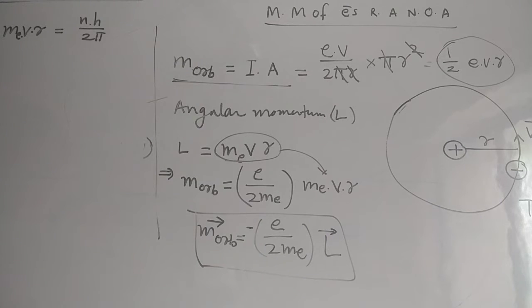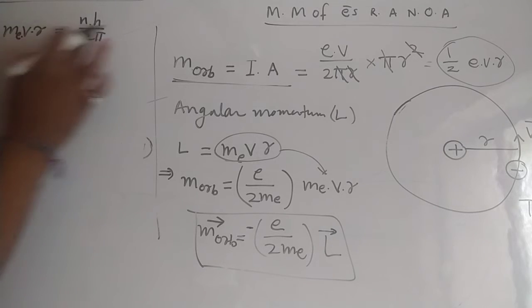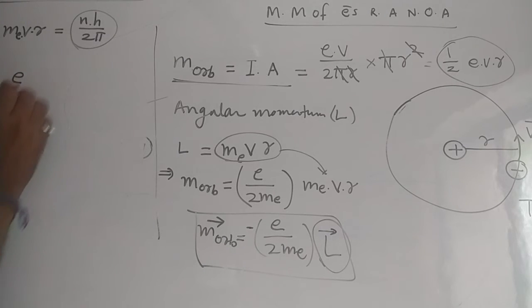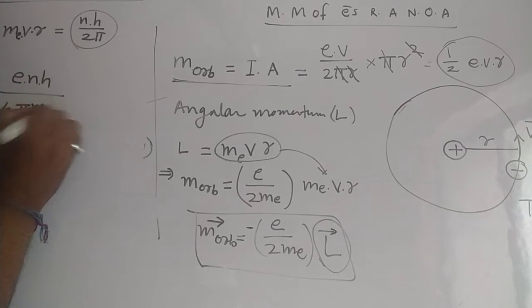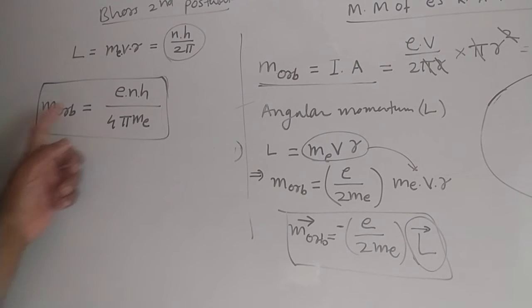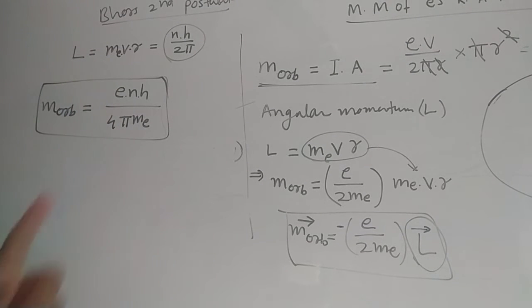Now in the same equation that we have derived here, orbital magnetic dipole moment can be written again. Just put the value of this L in this equation. We can write M orbital, in scalar form. Instead of L we put this part. So what we get is E into nh divided by 2 into 2, that is 4 pi me. So this is a new formula for orbital magnetic dipole moment that we have derived: M orbital equals E n h divided by 4 pi me.